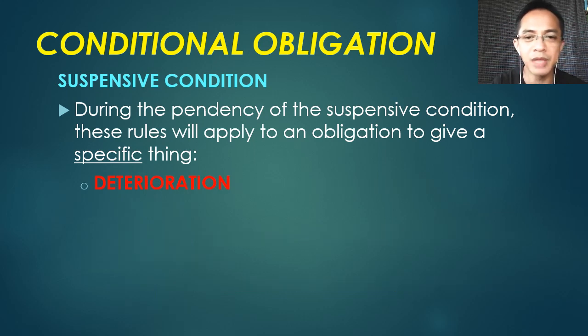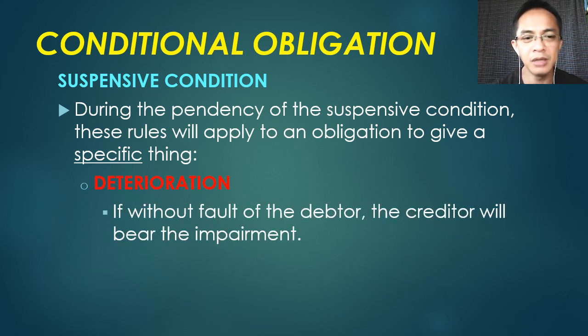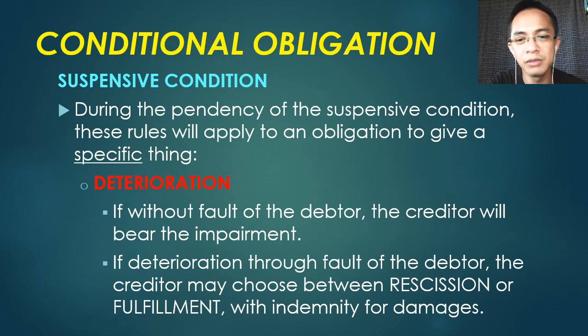So, aside from loss class, sometimes, ma-deteriorate lang yung thing. Okay, mag-depreciate lang yung thing. Mag-deteriorate. Okay. During the pendency of the suspensive condition, habang hindi pa nangyari ang condition, yung specific thing, pwede rin mag-deteriorate. Okay, ano mangyari? If without culpa, without the fault of the debtor, the creditor will bear the impairment. Ibig sabihin, tanggapin yun ni creditor kasali na yung deterioration kasi hindi naman kasalanan ng debtor. Okay, natural lang siya na nag-deteriorate or nag-depreciate. But, if it is with the fault of the debtor, okay, the creditor may choose between, kapag nangyari na yung suspensive condition, rescission or cancel na lang, or fulfill pa rin but with payment for damages.